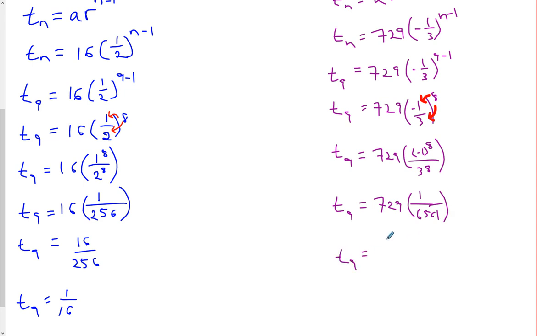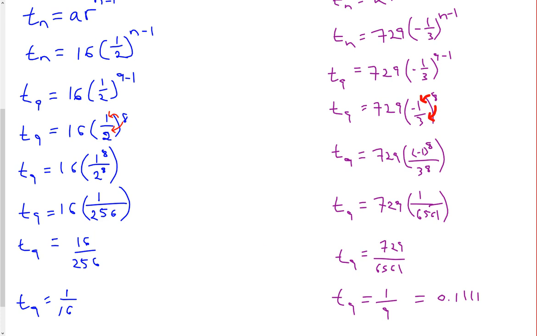So I could write this as a fraction, which is 729 over 6,561. Now you could just divide those two, write it as a decimal. That'd be fine. But it's kind of nice to leave it as a fraction and simplify it, and you can actually divide both top and bottom by 729. And this actually works out to 1/9. If you just did it as a decimal, you get 0.1111. So that's my 9th term.